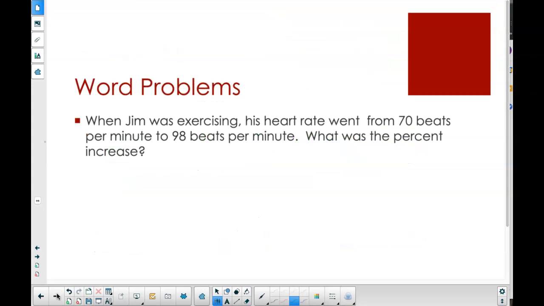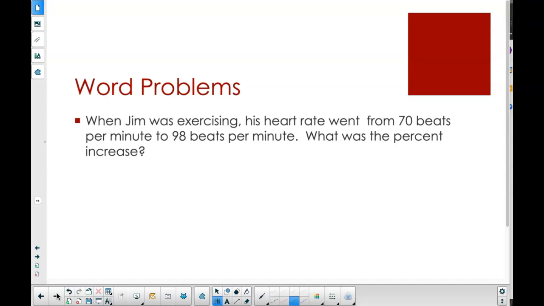When Jim was exercising, his heart rate went from 70 beats per minute to 98 beats per minute. Does that make sense? Does your heart rate go up when you're exercising? Yeah. If your heart rate goes down when you're exercising, you've got a problem. You should probably go to the hospital ASAP.